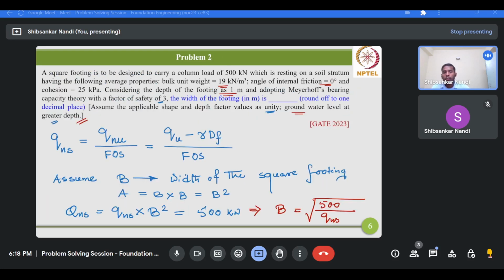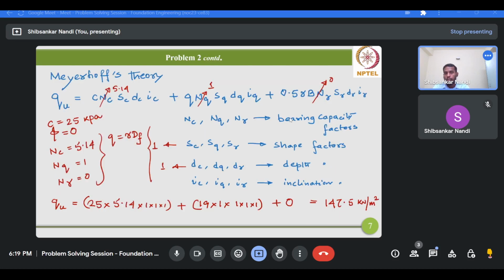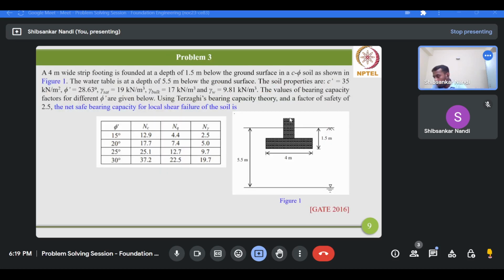In this way you can determine the required dimension of a square footing, where the load for the supporting column is given to you, the soil properties are given to you, and the required or recommended factor of safety is also given to you. And again, this problem is taken from the recent GATE examination 2023. Okay. Now we'll take another problem from GATE 2016.